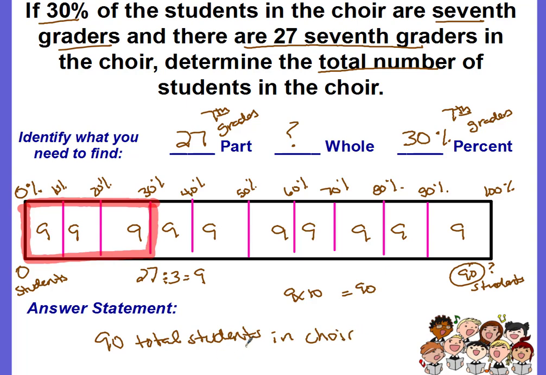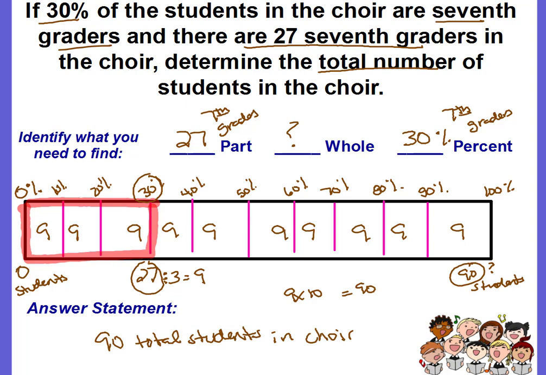Okay, so to recap, we know that 30% equals 27 students. So this 30% right here equals 27 students. So I can take the number of students, 27, and divide it equally into each of the 3 parts, and each part would get 9. Well, all of our 10 parts are the same amount. So if there's 9 in each of these parts, that means there's going to be 9 in each of the other parts. And to find the total students, we could add up the 9 10 times or multiply 9 times 10, and we get 90 total students.